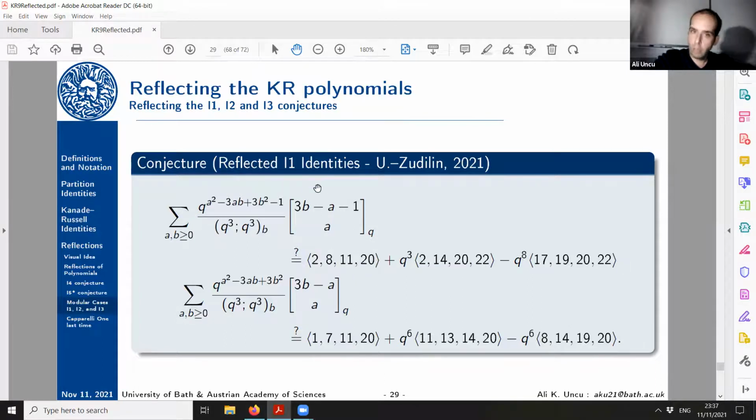So here's one of the examples. Here's a reflected Kanade-Russell one conjecture. It is a modular function plus some factor modular function plus some factor modular function. And again, two conjectures coming out of them, one theorem. So it just goes as two conjectures, then a theorem showing that the sum of these two things is another sum. And that can be proven by the q-binomial recurrences.